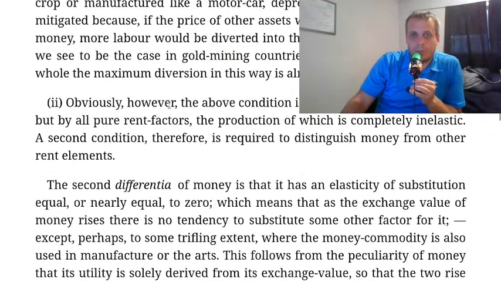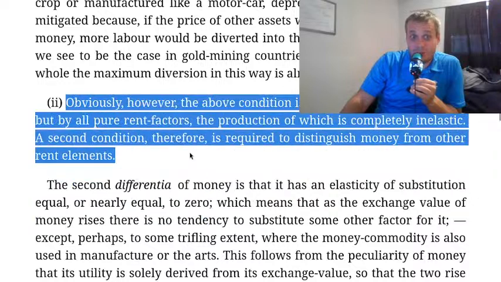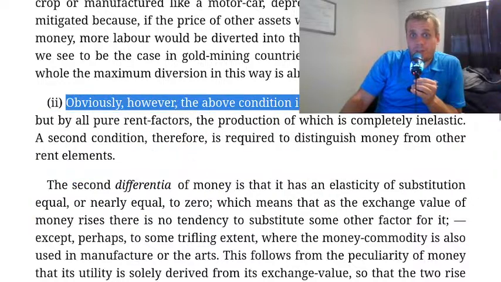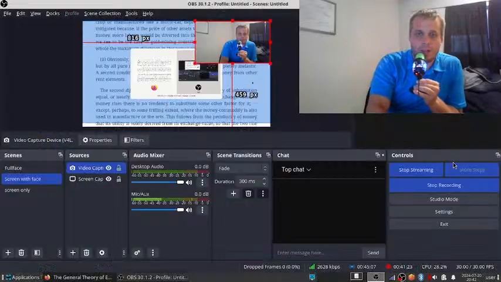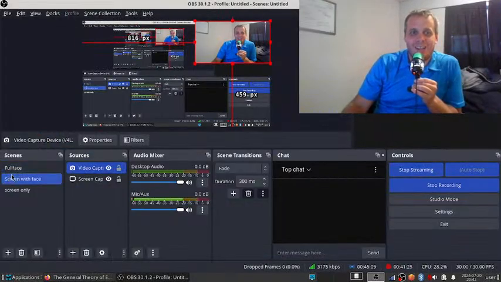And then he goes on, and here's some Marxist stuff. Obviously, however, the above condition is satisfied not only by money, but by all pure rent factors, the production of which is completely inelastic. So then he's like, hey, you know how I said money was the hardest thing to produce, that no one can make money? Well, that's actually true of anything where one party has a monopoly and completely controls the price itself. So then the market cannot produce that thing. So any pure rent factor, as he calls it, is just going to be a tax on society by a private entity.